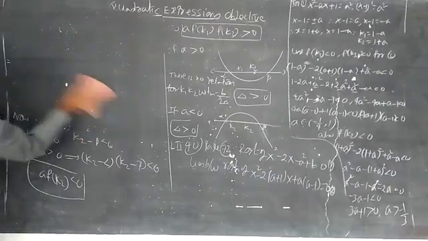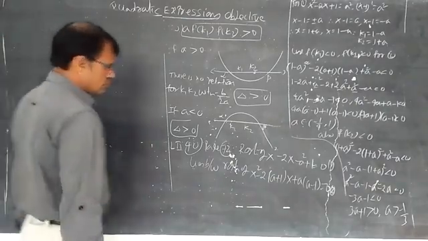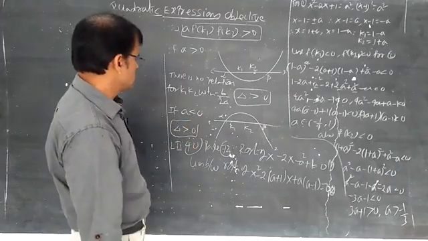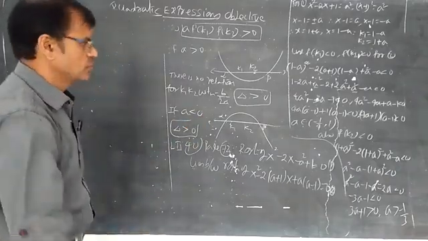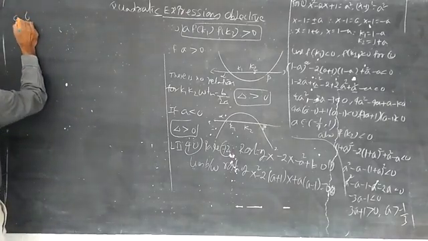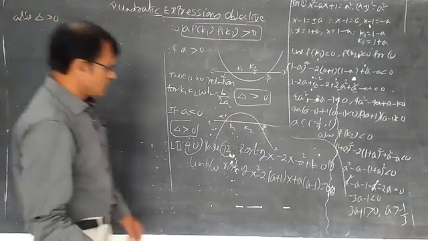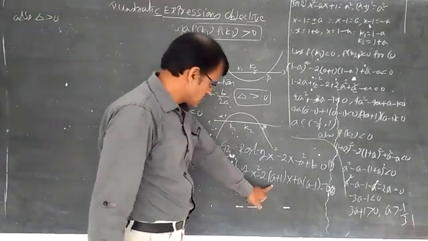There is no relation for minus 3 by 2a, and a less than 0. Simply delta greater than 0, we use this. Also delta greater than 0 for this equation.